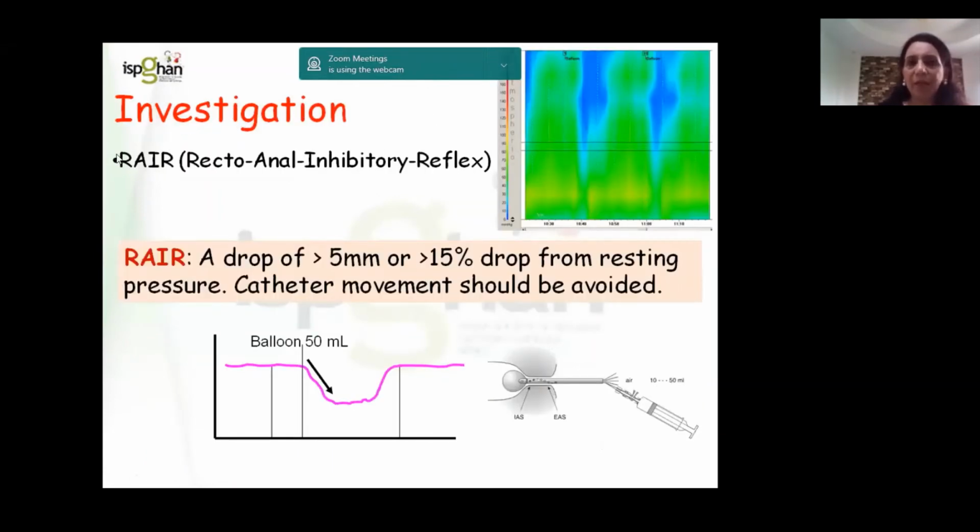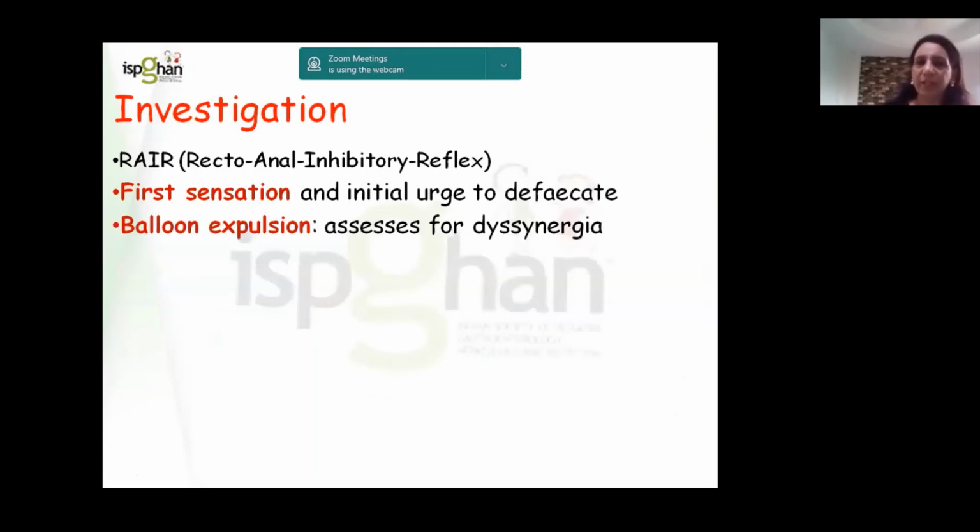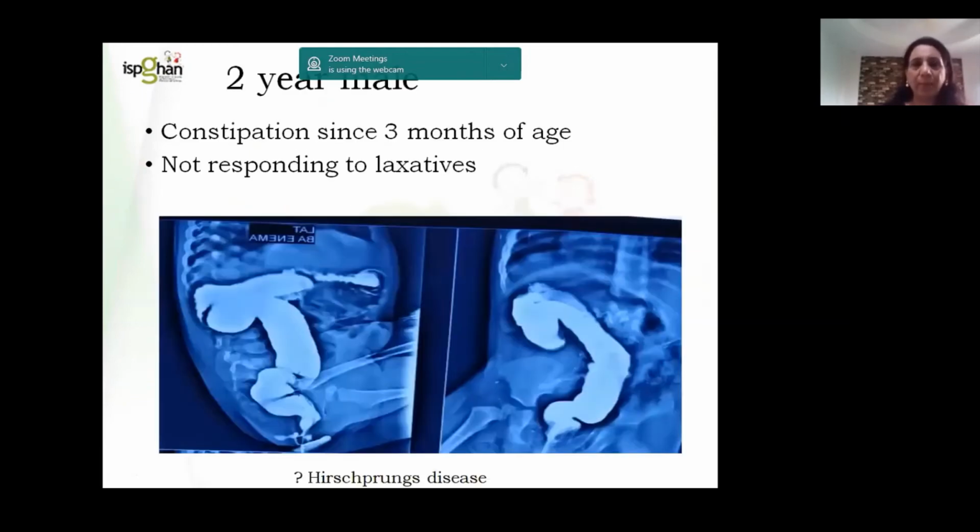The most important thing in most patients is the RAIR, that is the recto-anal inhibitory reflex, which is a normal reflex present in people. Whenever we inflate the balloon, we see a fall in the pressure zone. So this is normal. When it is absent, this suggests that it can be Hirschsprung disease. Other things we look for are the first sensation as well as the balloon expulsion test to rule out dyssynergia.